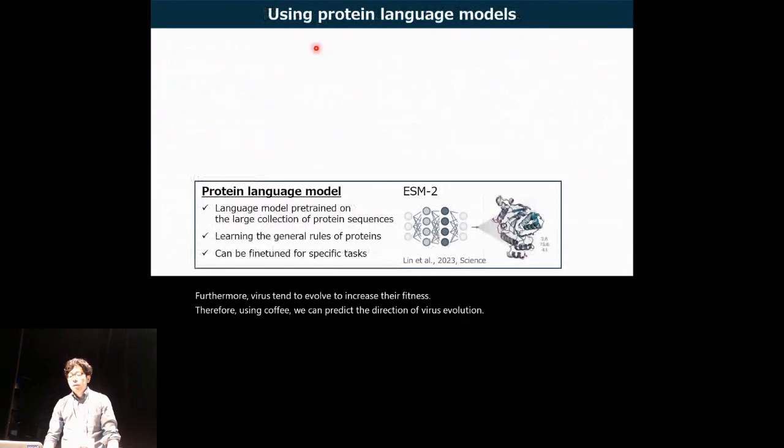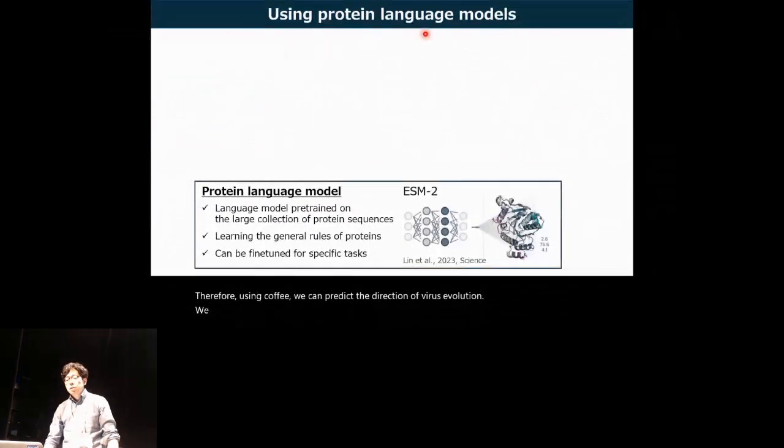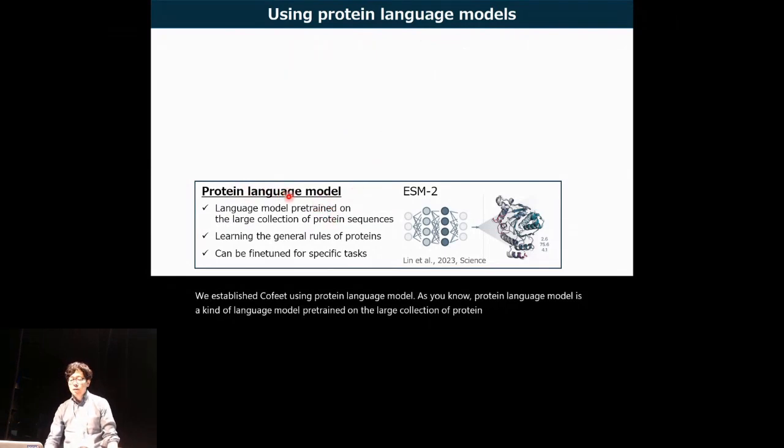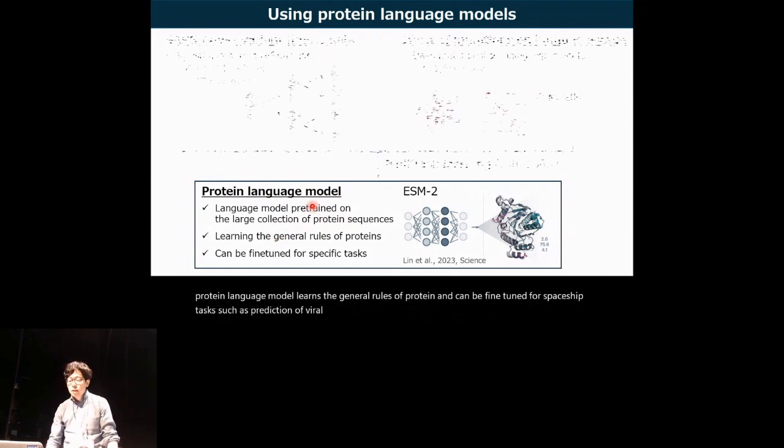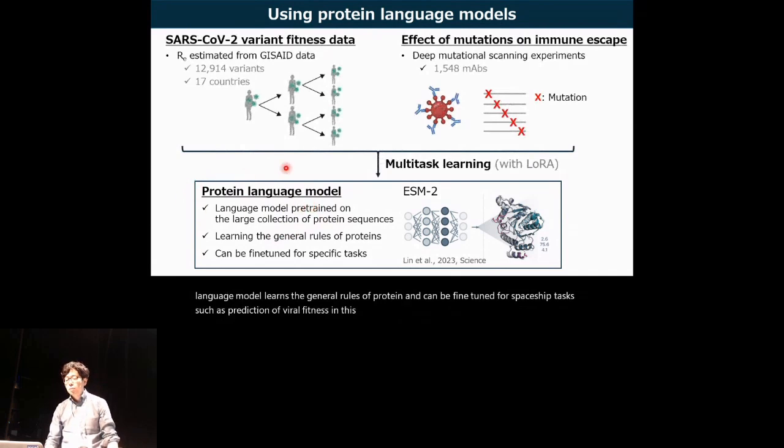We established COVFIT using a protein language model. As you know, a protein language model is a kind of language model pre-trained on a large collection of protein sequences. And this protein language model learns the general rules of proteins and can be fine-tuned for specific tasks such as prediction of viral fitness. In this study, we trained the protein language model ESM2 using two distinct types of information.